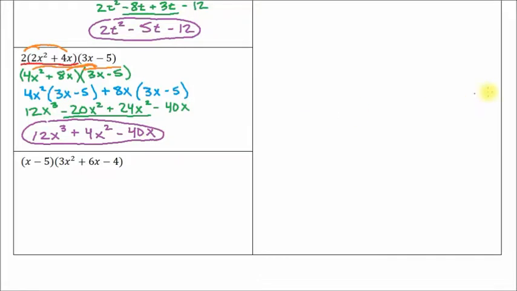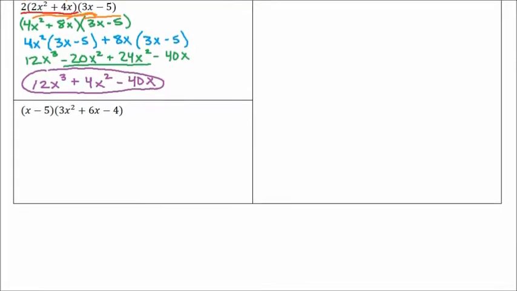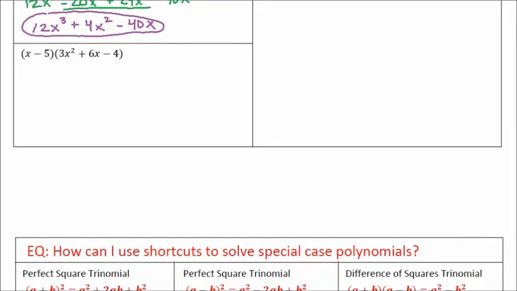Okay, one more practice on this. Now I've got a binomial times a trinomial. Here's the cool part. It works exactly the same way. It takes a few more steps, but the same process will solve this one as well. We're going to take this whole trinomial, we're going to multiply that by x, and then we're going to multiply that same trinomial by negative 5.